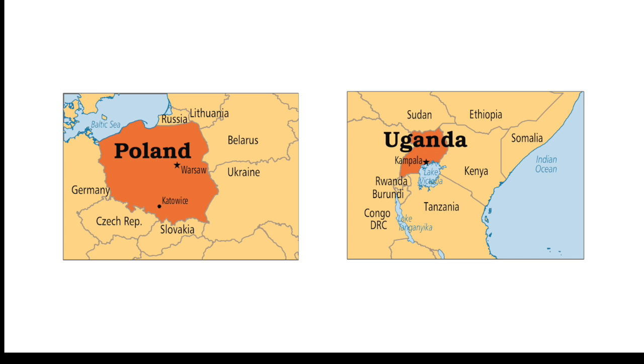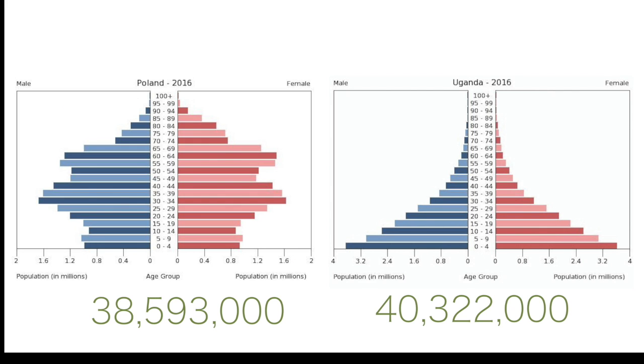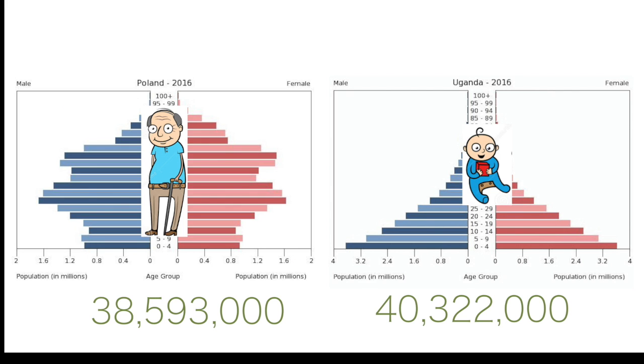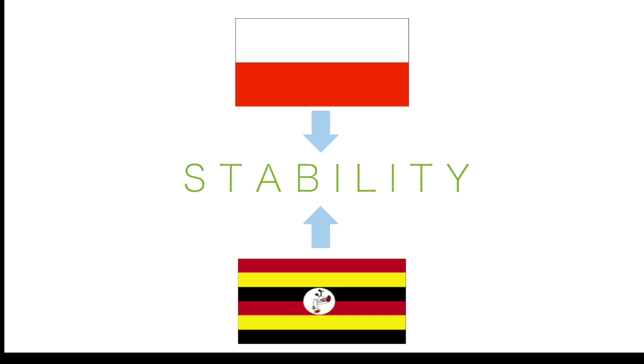In conclusion, from this video you have learned that although two countries can be similar in number, their populations can be completely different. Poland and Uganda are countries that both must take into account their changing populations in order to have a stable future. Whether it be through increasing or decreasing their population growth, both countries' governments must focus on stabilizing their populations through policies and in practice.